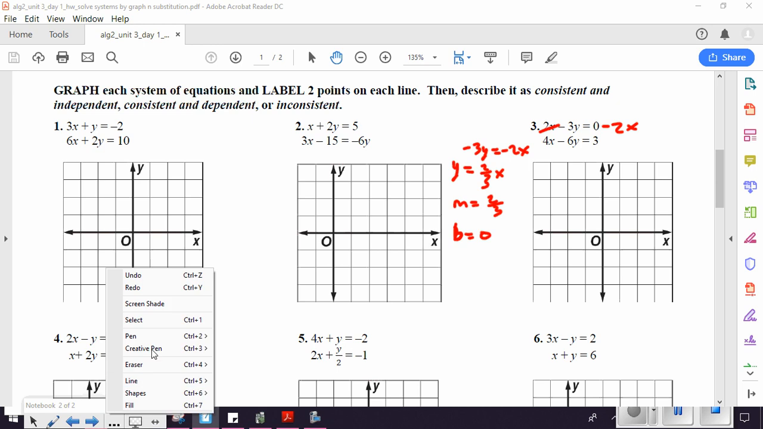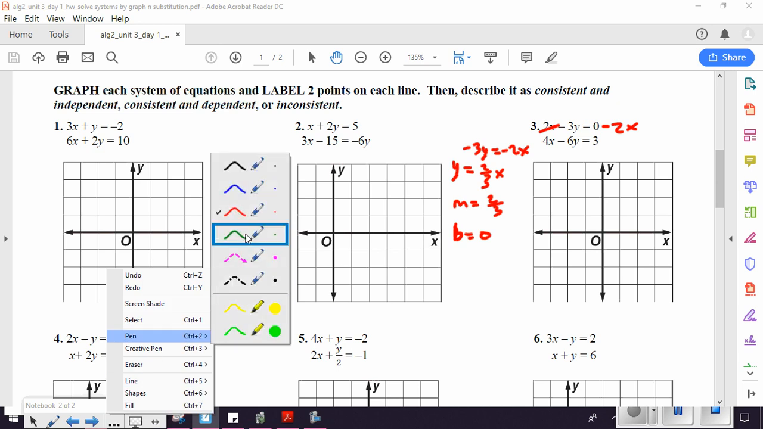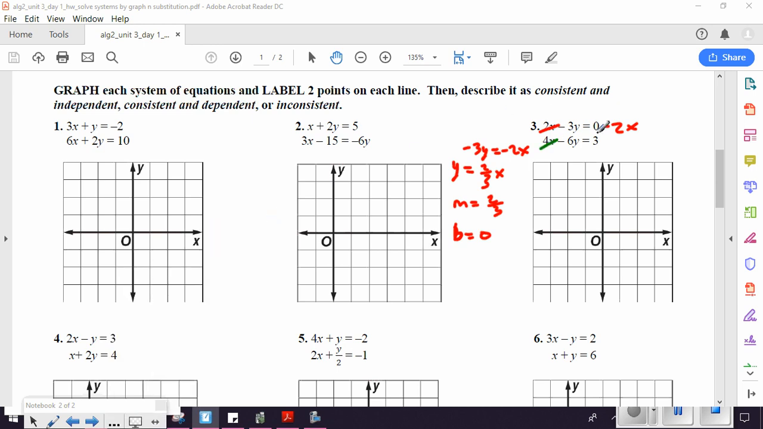For equation 2, I first got to subtract 4x on both sides. So that leaves me with negative 6y equals a negative 4x plus 3. Then you divide everything by negative 6. So y is equal to negative 4 over negative 6, which is a positive 2 over 3x. And then positive 3 divided by a negative 6 is a negative 1/2.